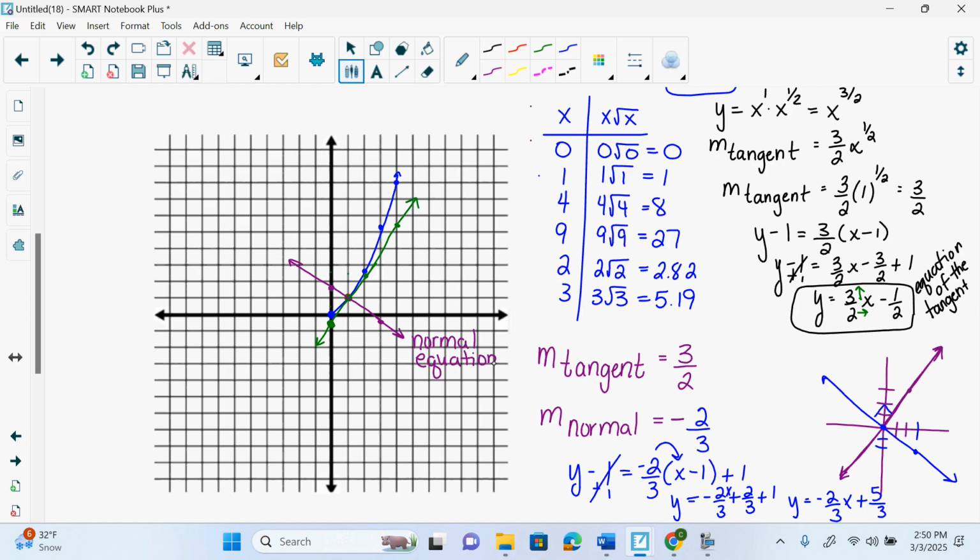And it's perpendicular to the green one, correct? So if I ask you for the normal equation, you still have to find the tangent slope and then flip it and negate it, right? So even with the normal slope, you still have to find the tangent, flip and negate.